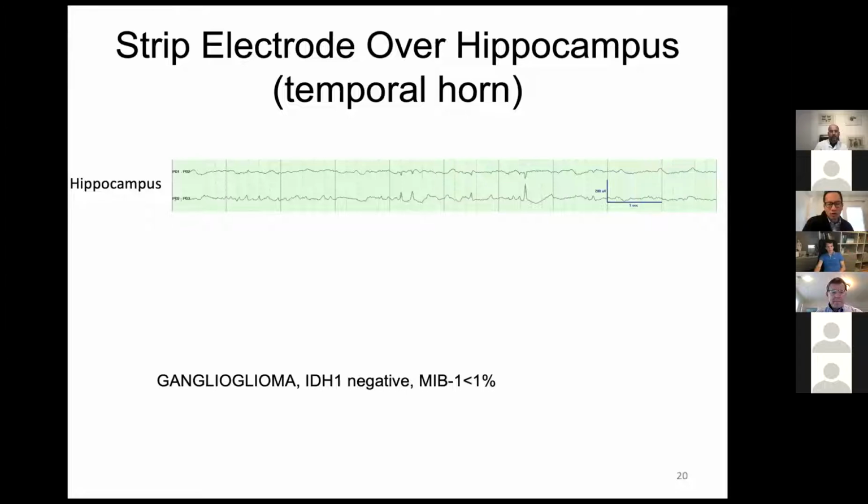The question is, should we remove the dominant temporal lobe hippocampus and the amygdala alone? And in this particular case, we proceeded to do that because there were epileptiform interictal discharges from the hippocampus that led to resection of that. And this is from a strip electrode placed in the temporal horn. Final pathology was a ganglioglioma, though this is a very common situation that many people will see in the setting of amygdalar low-grade glioma.